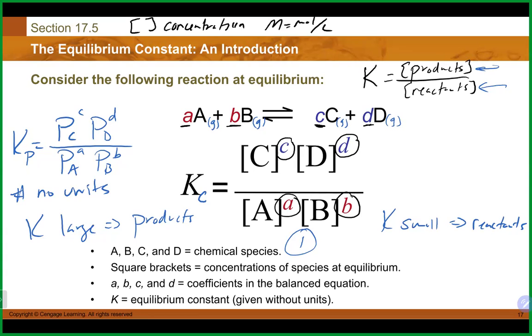Now, Kp and Kc usually, in most cases, do not give you the exact same numerical value, but they do tell you the same thing. Again, if you have a large value of Kc, you would usually have a large value of Kp, and vice versa, obviously, if you had a small value. Any questions on that?